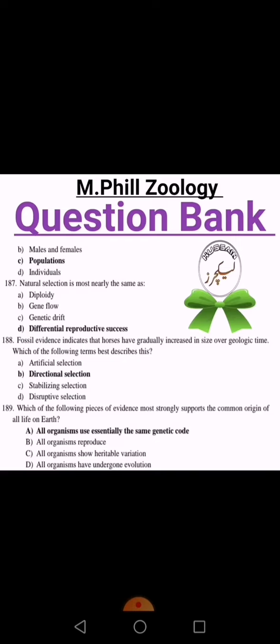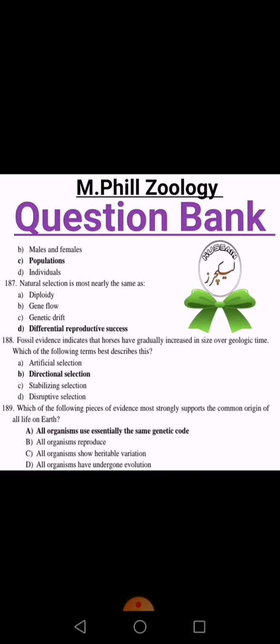तरीके से study कर सकते हैं. Natural selection is most nearly the same as differential reproductive success. Natural selection differential reproductive success की तरह होती है. Fossil evidence indicates that horses have gradually increased in size over geological time. Which of the following terms best describe this? This is directional selection. Option B is right.